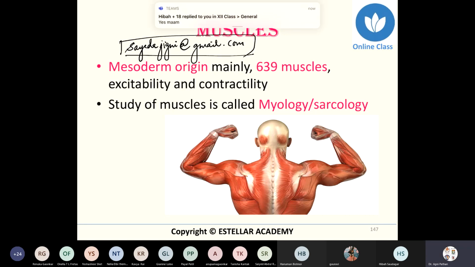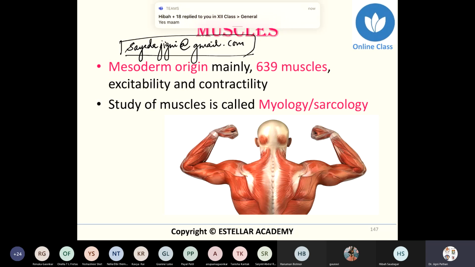Refer to NCERT and make a summary. Refer to my notes and make a summary. Then solve the MCQ questions. 110% questions will be from this part. I'm telling you. Then don't tell me, ma'am, I lost marks for not answering from epithelial or connective tissue.